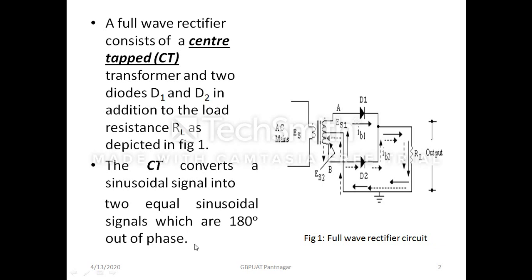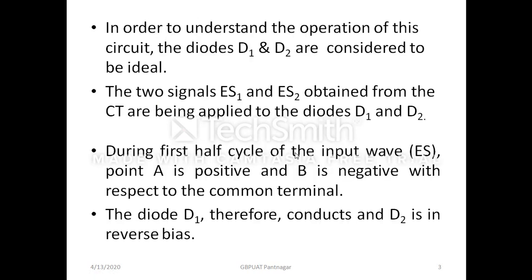Basically the purpose of a center tapped transformer is to convert a sinusoidal signal into two equal sinusoidal signals which are 180 degrees out of phase. What does it mean basically? The voltage ES1 and voltage ES2 both have 180 degrees phase difference, but they are equal in magnitude. Here this is the center tap terminal, this is one end of the secondary winding terminal, and this is the second end of the secondary winding terminal. These two voltages ES1 and ES2 are equal in magnitude, and they are in 180 degree phase opposition.